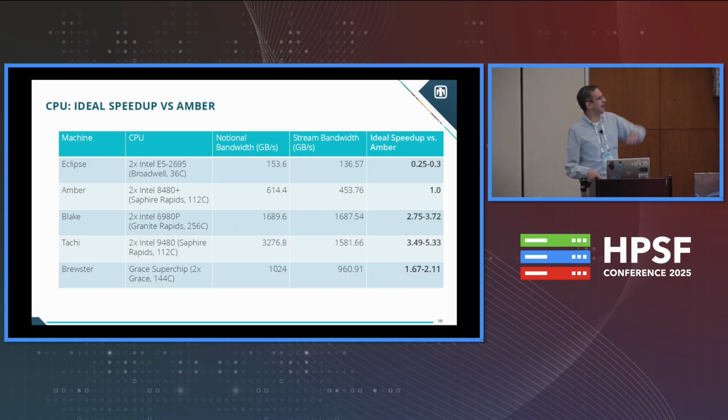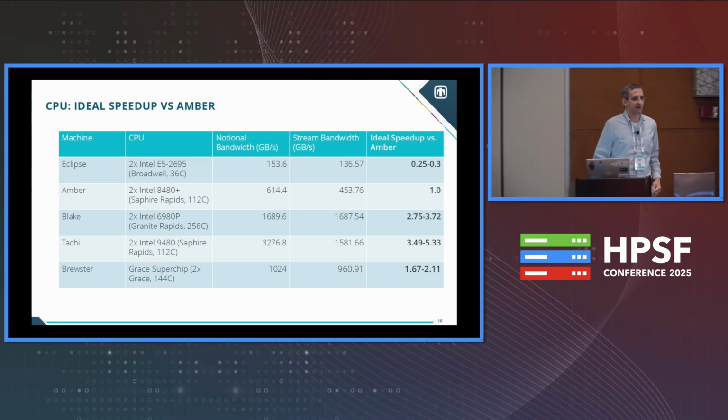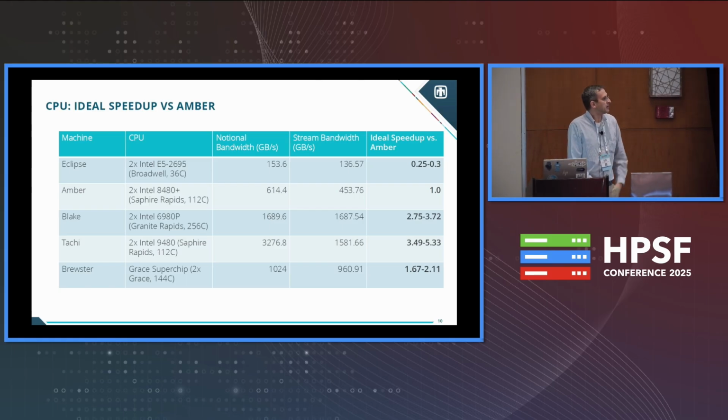What I have here is I just computed, based on those numbers, an idealized speed up of what we'd hope to see, baseline to the Sapphire Rapids with DDR. So you expect the Broadwell to be slower, right? That's a circa 2018-ish CPU. It should be at a quarter to a third of speed. You'd expect the Granite Rapids to be roughly 3x. You'd want to see your Crossroads-like machine to be 4 to 5, and Grace should be roughly 2, if you believed in memory bandwidth. So now let's go take a look.